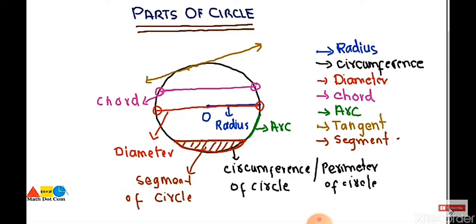Then we have another part of the circle, that is the sector of the circle. Now what is the sector of the circle? If I take one of the radii of the circle, like this, and take another radius of the circle, like this, say this is R1 and this is R2, and it is bounded by an arc, then this is called the sector of the circle. This is the part of the circle that is bounded by two radii and one arc, and this is called a sector of the circle.